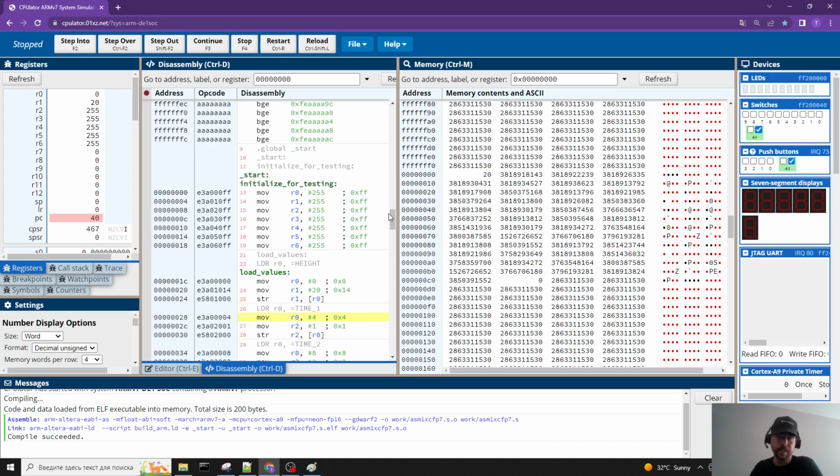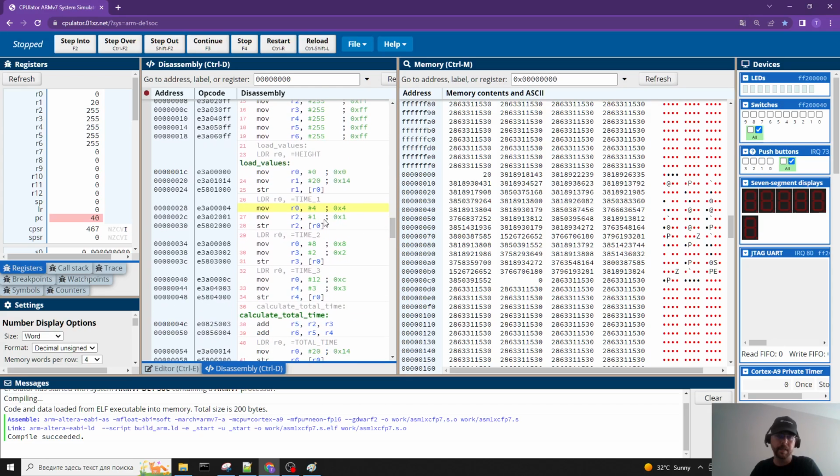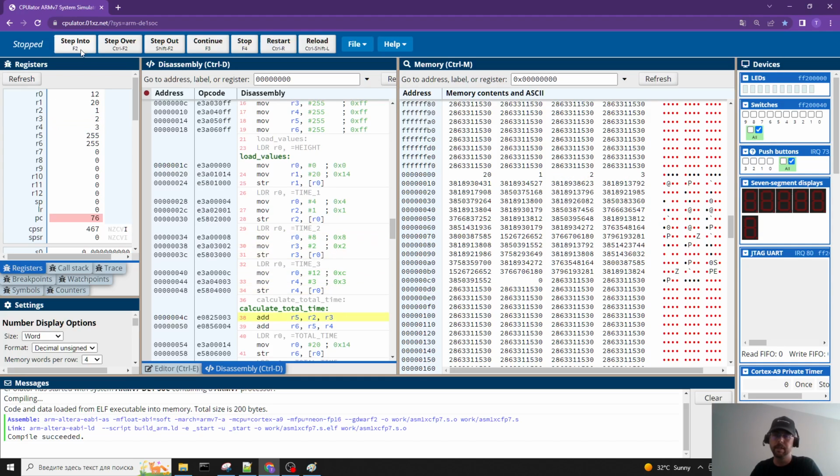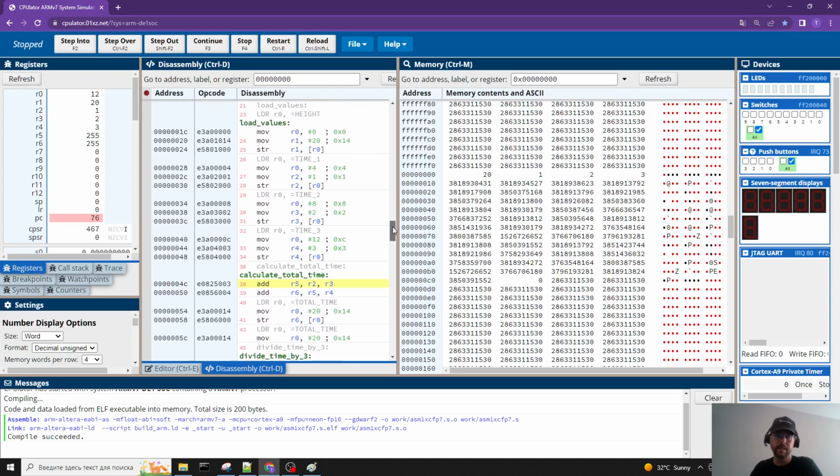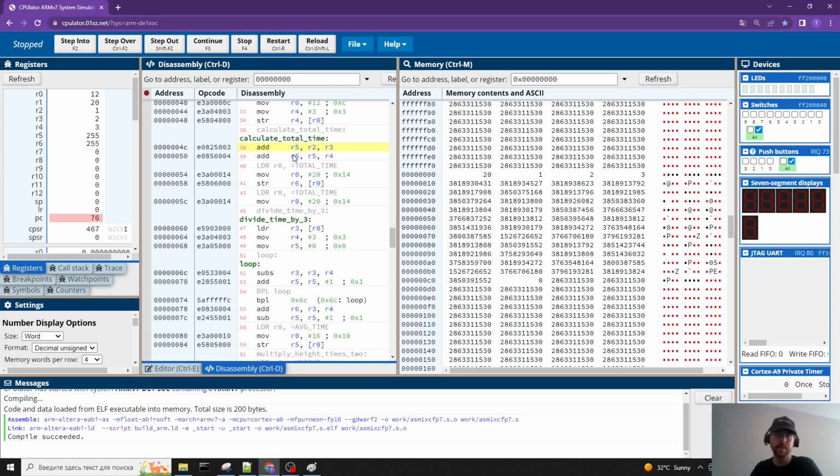And so on. Actually, I'm going to skip through the rest because it's basically the same process to load the 3 time values. So that's time 1 is 1, time 2 should be 2, time 3 should be 3. Okay. What's next is we calculate the total time.